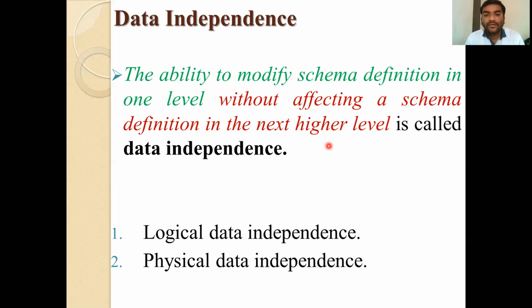As we have covered, there are three levels of data abstraction: physical level, logical level, and view level. The ability to modify a schema definition at one level. Suppose a database administrator is working. What is the function of the physical level? How the data is stored. And what is the function of the logical level? What type of data is stored. So if the database administrator is working at the logical level, it does not affect the view level.